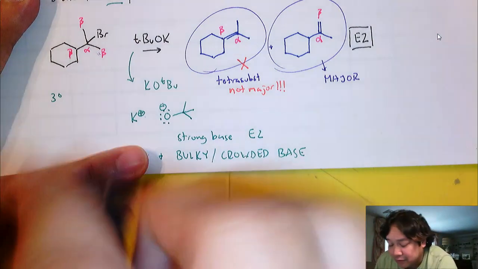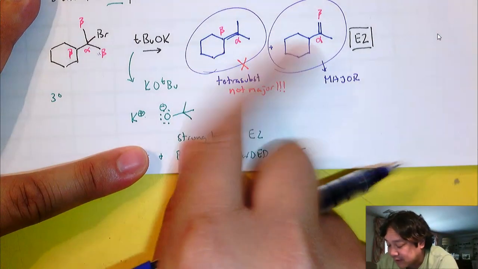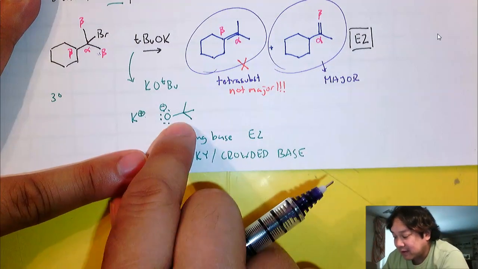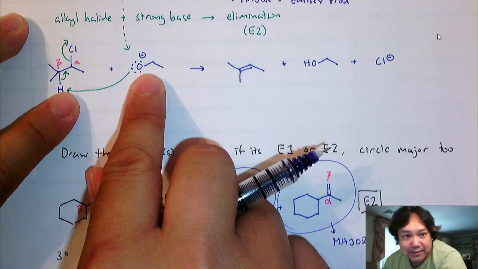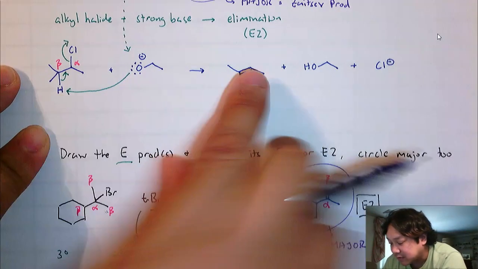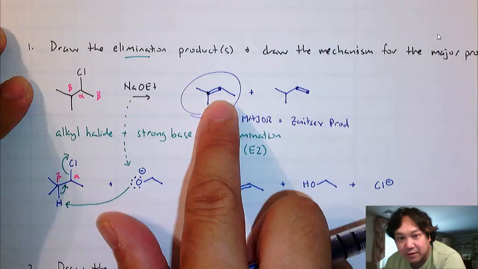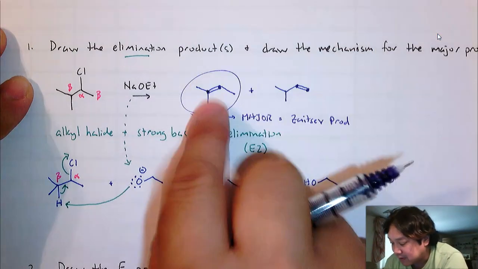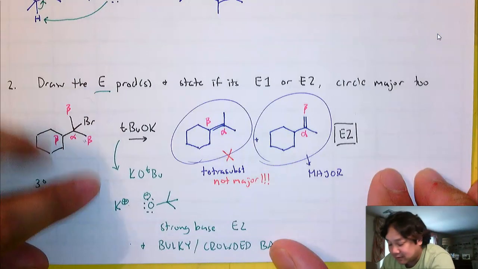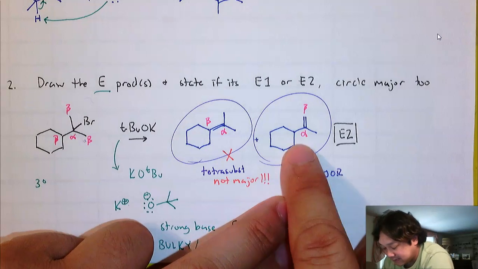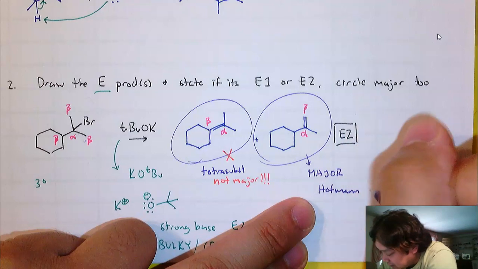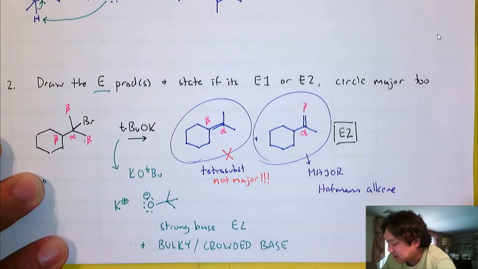Maybe it can, but it'll be at low percentages, maybe 5%, 95%. That's how sensitive this is to the size. In our first example, our base is pretty tiny, so we can sneak into the more crowded carbon and take this hydrogen to give us the more substituted, more stable alkene. When your major product is the less stable alkene, that's called the Hoffman product, or the Hoffman alkene. Ooh, yikes.